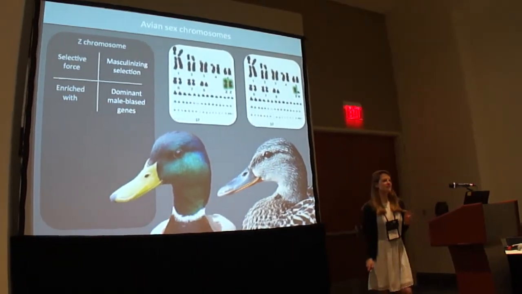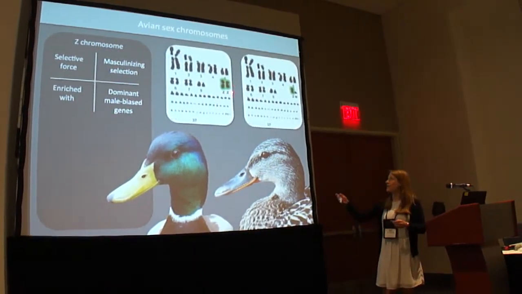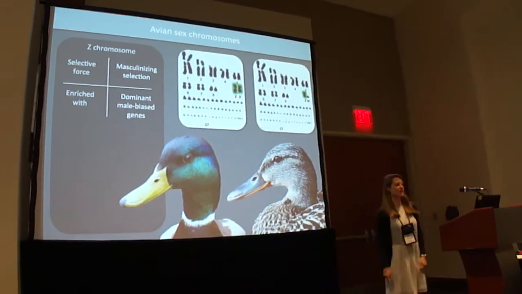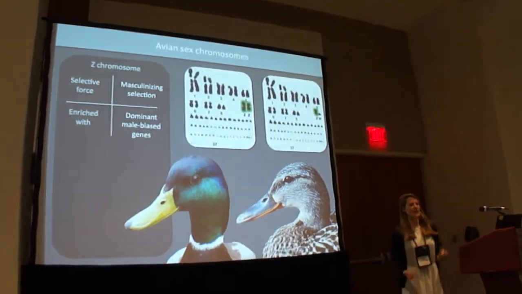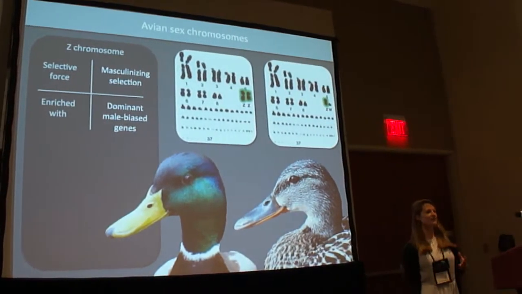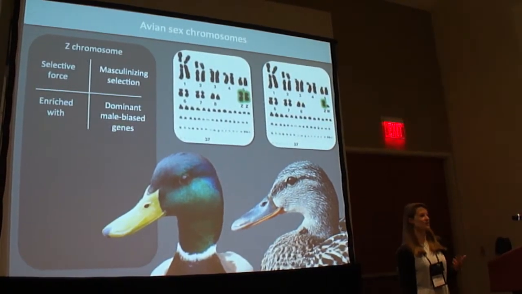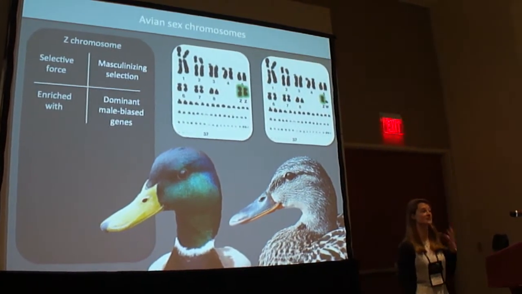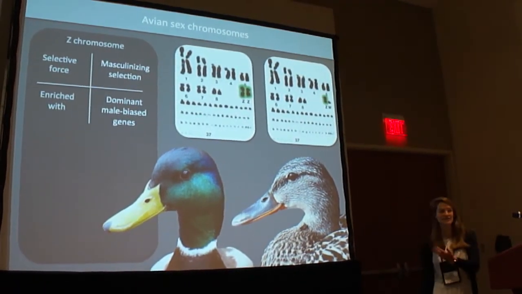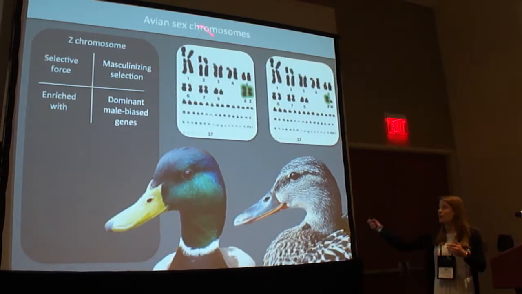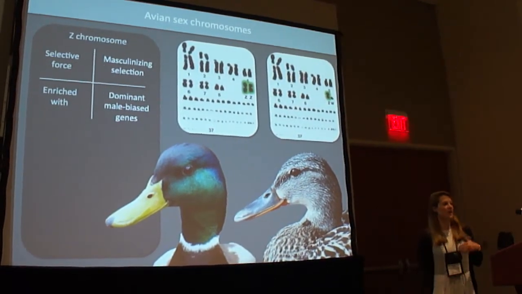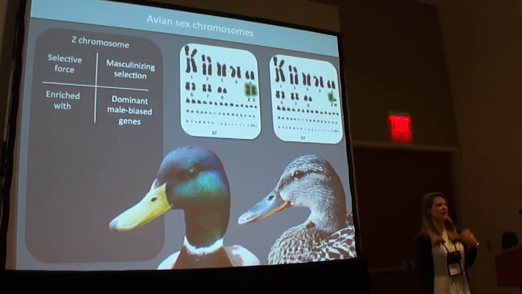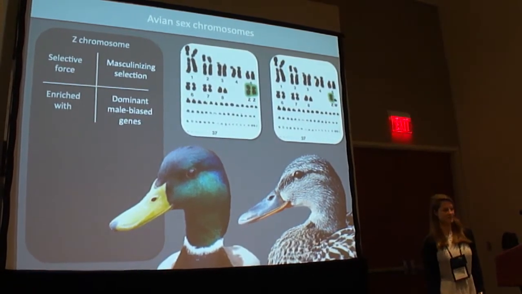So birds are female heterogametic. So males have 2 copies of the Z and females only have 1 copy, along with the female-limited W chromosome. And because of this unequal pattern of inheritance, we predict that the sex chromosomes are subject to unbalanced sex-specific selection and will become sexualized. So the avian Z chromosome is present more often in males than females, and so we might expect it to be subject to strong male-specific selection for dominant male benefit genes.